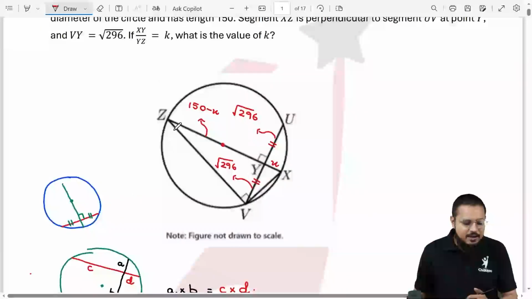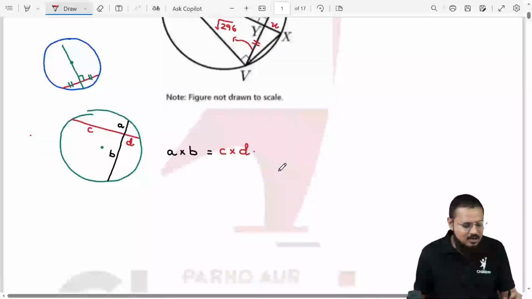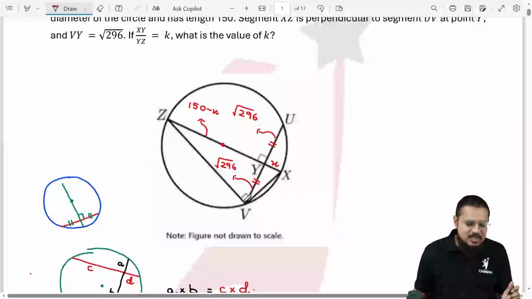Yes, I can. For example, if I have a look at this first chord, zx is broken into two segments, zy and yx. One of them is 150 minus x and the rest of the portion is x centimeters. So I can create an equation over here, a times b, or 150 minus x times x should be equivalent to, now this is actually intersecting your chord VU, and we know the two segment lengths of VU as well. That's under root 296, that's under root 296 again, so that should be equal to C times D.